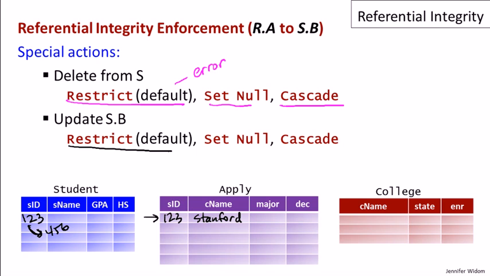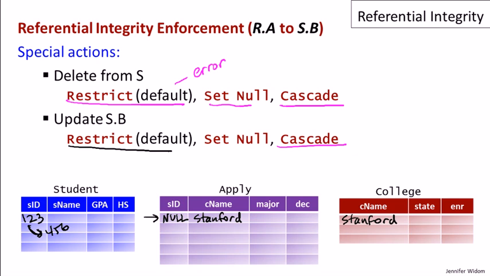So in this case, we change 1, 2, 3 to 4, 5, 6 in the student, and then we would change 1, 2, 3 over here to null. Probably the most interesting case is the cascade case for the update. Cascade says that if we update a referenced value, then we'll make the same update to the referencing value. So let's say we have Stanford over here. In fact, we have to if we have the referential integrity constraint being correct.